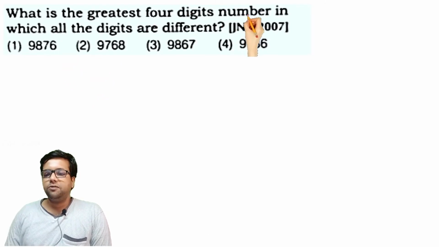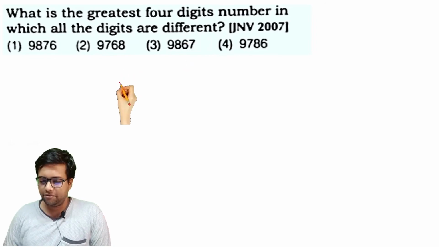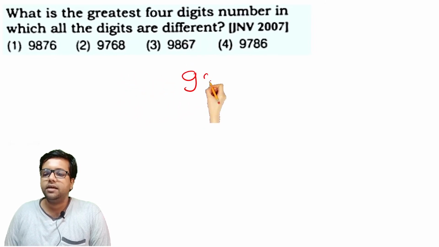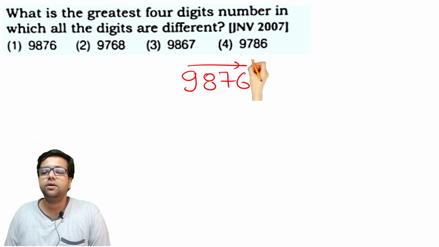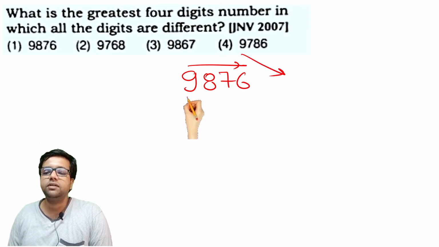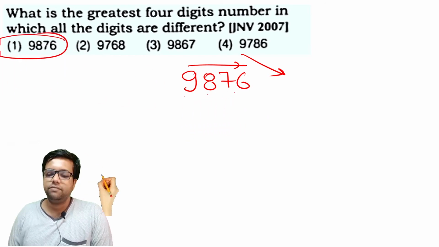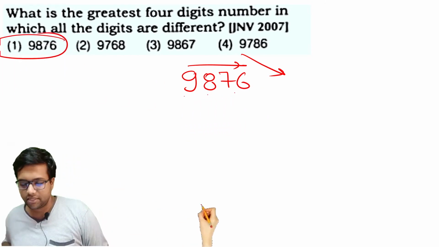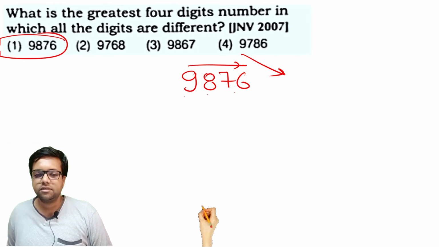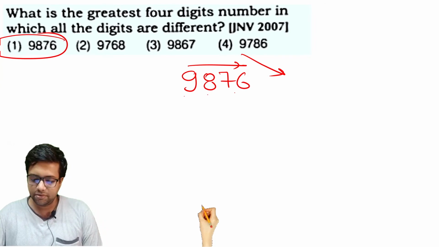What is the greatest 4 digit number in which all the digits are different? Obviously, the greatest 4 digit number would be 9876. You need to write the digits in descending order from the greatest, so 9876 would be the right answer, and the digits are all different from each other. There is no repetition of numbers observed. So option 1 is your right answer.